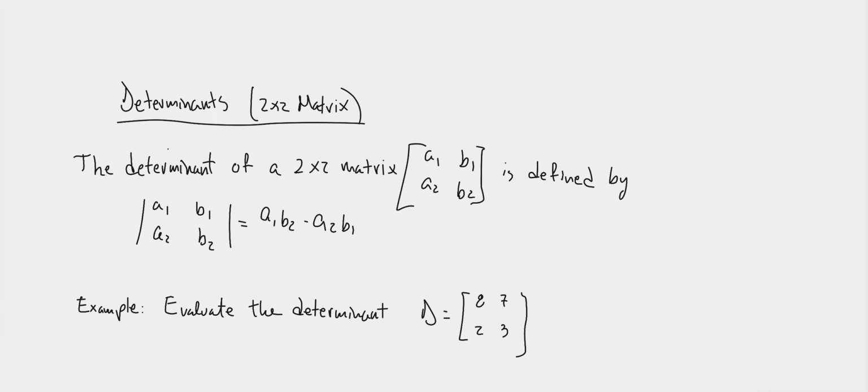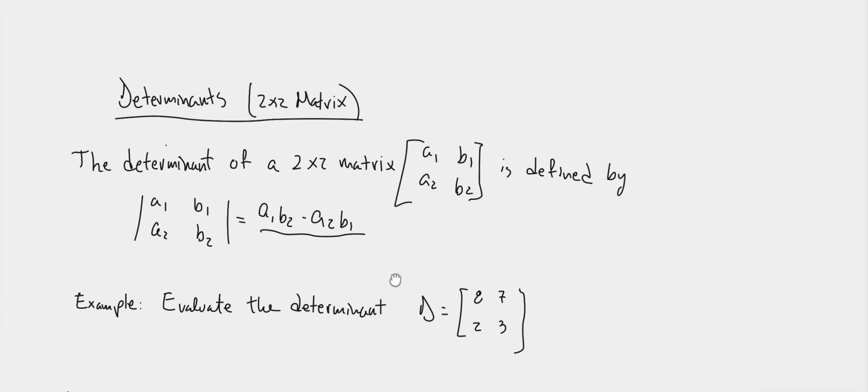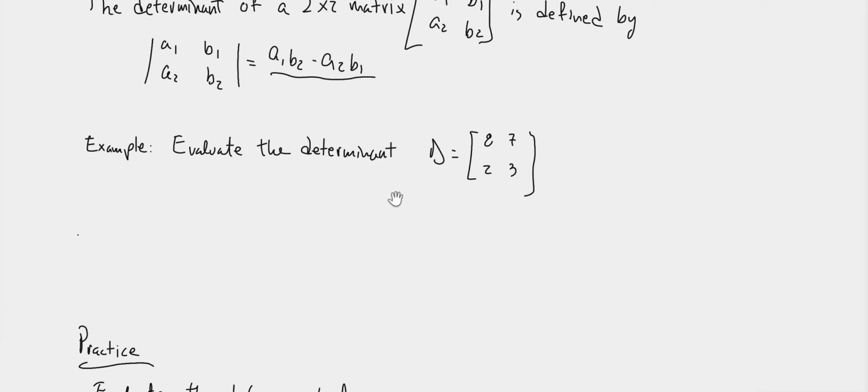Well, let's cut to the chase and take a look at this. It says that the determinant of a 2 by 2 matrix A1, B1, A2, B2 is defined by this very beautiful formula here. Now, that might not make a lot of sense right now, but let's take a look at this example and you'll see how easy it is.